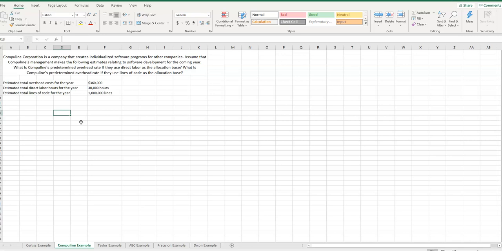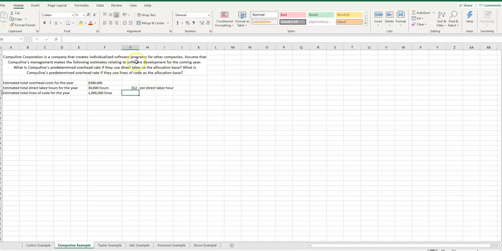To calculate the predetermined overhead rate, we take total overhead costs for the year, estimated overhead costs for the year, and divide it by the estimated base. So if we're looking at the base is direct labor hours, we're going to take the estimated cost of $360,000 and divide it by that 30,000 labor hours. We get a rate then of $12 per direct labor hour.